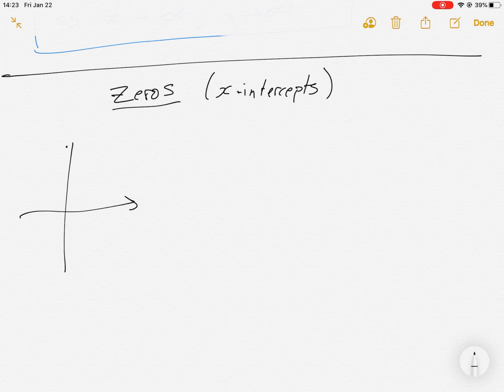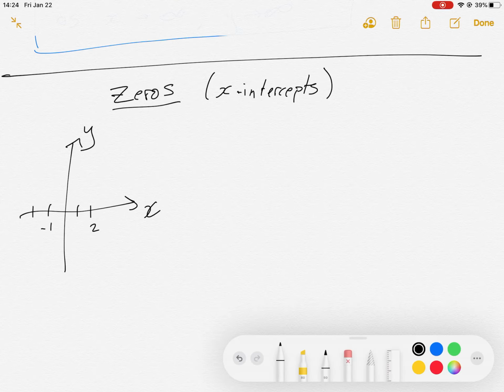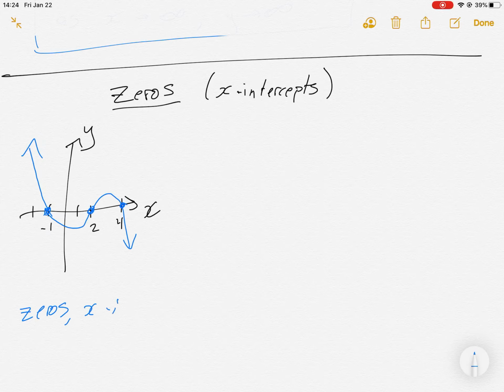So let's just, for example, say I have some polynomial and it sort of does something like this. It comes into the graph here, comes back here, and maybe it goes back around. Let's call that 4. So these points here have a couple of names. They're called the zeros and they're called the x-intercepts interchangeably. But most of the time we'll be using the word zeros.